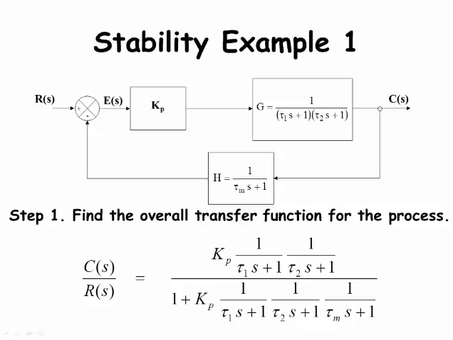We are given this block diagram and the element transfer functions. We are using proportional control with a gain of Kp. The process is a second-order process. We do not know physically what the process is, but we have the transfer function shown. Our feedback element has a first-order response as shown. The first step is to find the overall transfer function shown here.